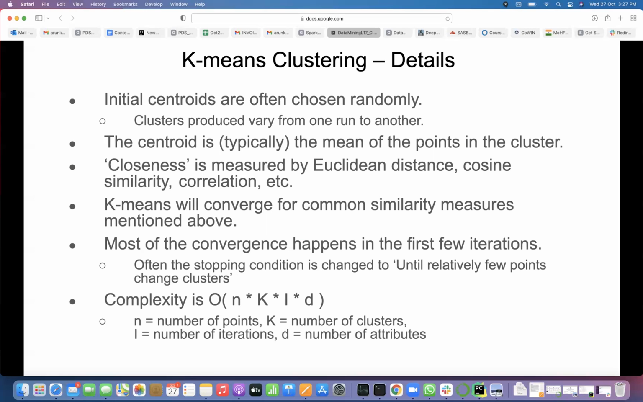K-means will converge for the common similarity measures mentioned above. Most of the convergence happens in the first few iterations. Often the stopping condition is changed to until relatively few points change clusters. You may say that cluster centers are not changing, or only 1 or 2 points change, then you'll stop. That depends on how much complexity you can tolerate. Complexity is O(n * k * I * d), that is the number of points, number of clusters, number of iterations, and number of attributes, because each time you need to find the proximity between points and clusters.